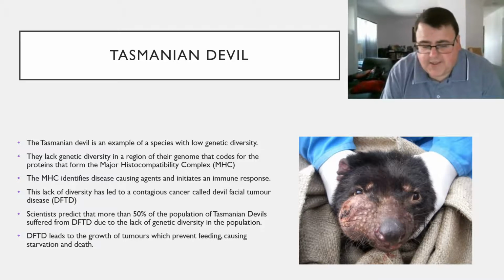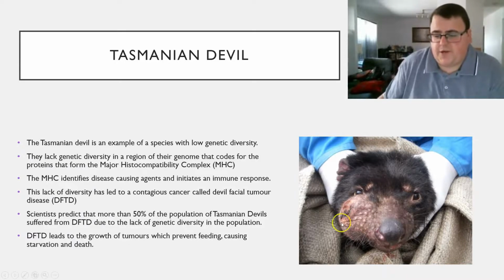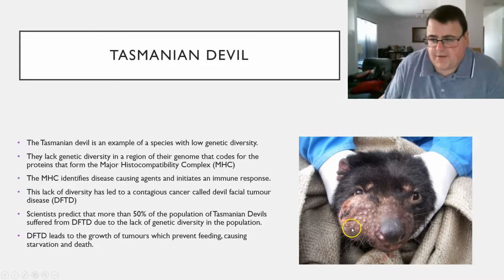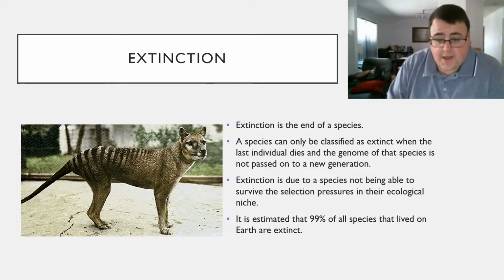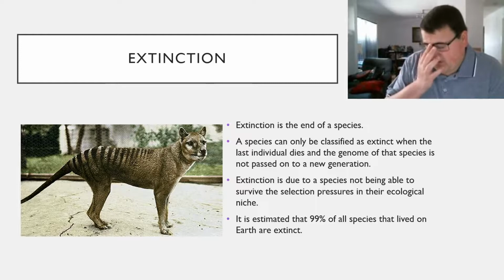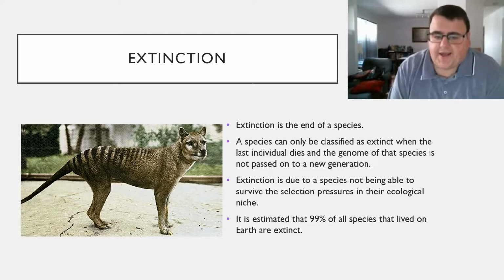What DFTD does is leads to the growth of tumours. Those tumours prevent feeding, which causes starvation and death, and therefore we're seeing numbers of Tasmanian devil reduced and possibly eventually face extinction due to the low genetic diversity in their population. You can see a diagram of the tumour there. Obviously that's going to impact the devil's chance at feeding. Obviously, with low levels of genetic diversity, eventually it can lead to extinction.